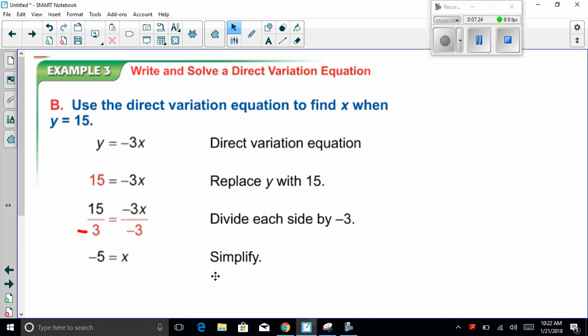So 15 divided by -3 is going to give you -5. So when y equals 15, x is going to equal -5.